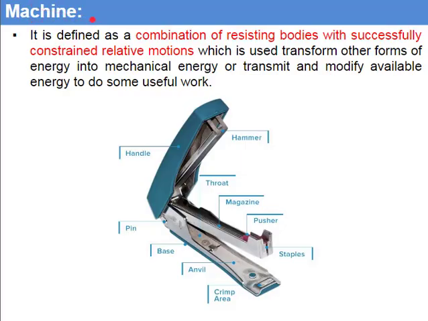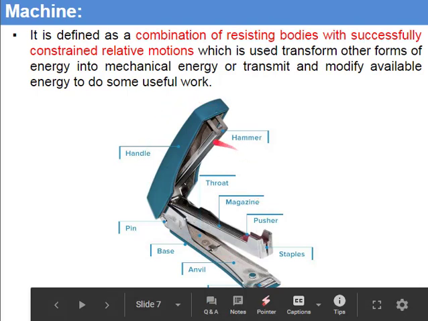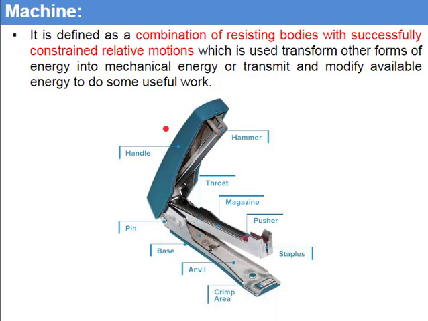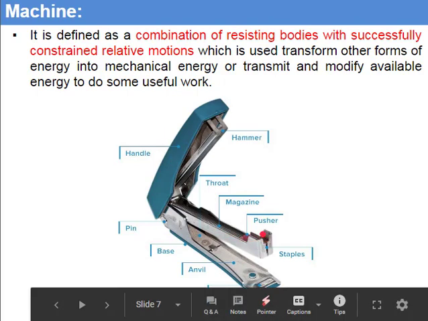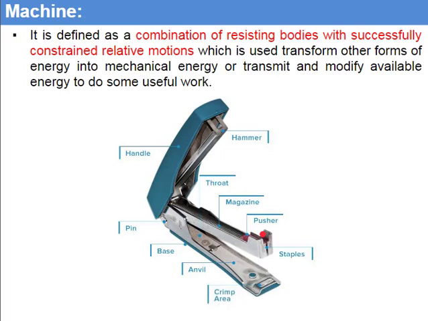What is a machine? It is defined as a combination of resisting bodies with successfully constrained relative motions, which is used to transform other forms of energy into mechanical energy, or transmit and modify available energy to do some useful work. Here we have an example of a machine, that is a stapler. A stapler is a mechanical device that joins pages of paper or similar material by driving a thin metal staple through the sheets and folding the ends.